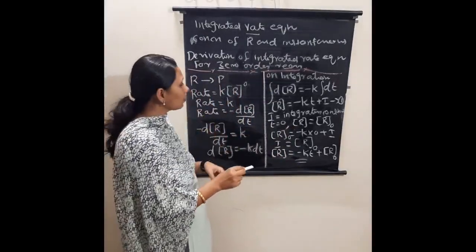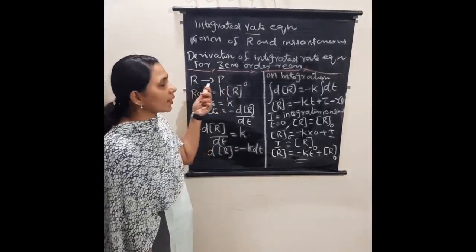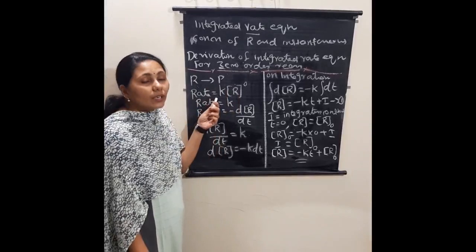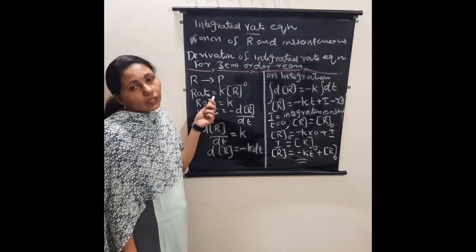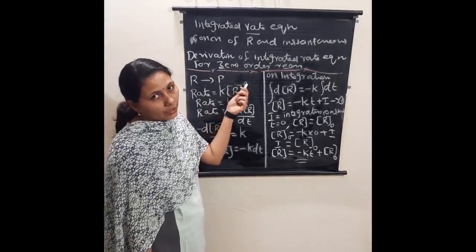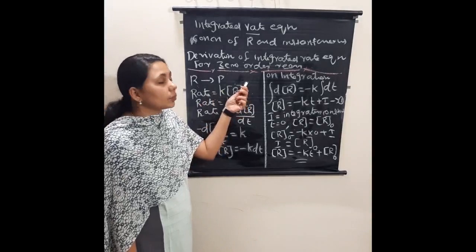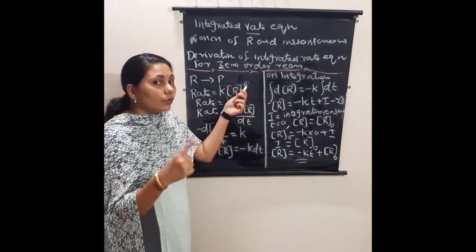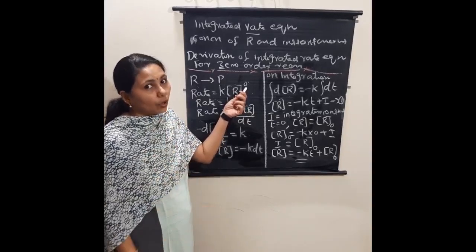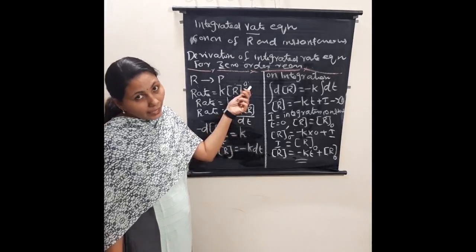First listen properly here. We consider R as the reactant and P as the product. So the general reaction is R gives P. Now, for a zero order reaction, the rate depends upon the zeroth power of the reactant's concentration. For a first order reaction, the rate depends upon the first power of the reactant concentration. Here it is the zeroth power.